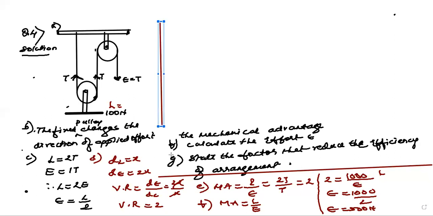I'm doing the G part of the answer. So here in the G part, how are we going to answer with respect to this arrangement? State the factors that reduce the efficiency of an arrangement. Efficiency is reduced because a part of the input energy is always used up in moving the various parts of the machine. Also, the input energy is used up in overcoming the force of friction between the moving parts. Whereas here, we state the factors that reduce the efficiency of this arrangement.